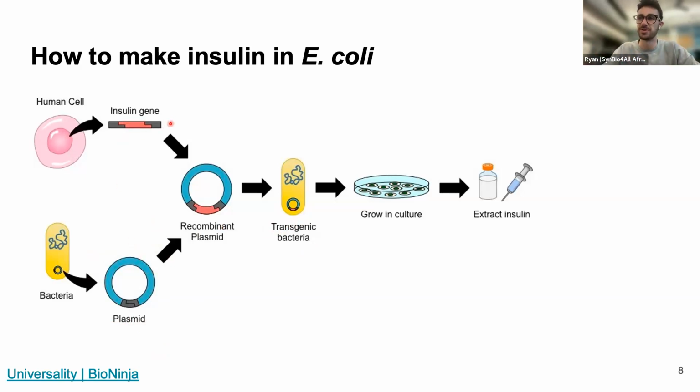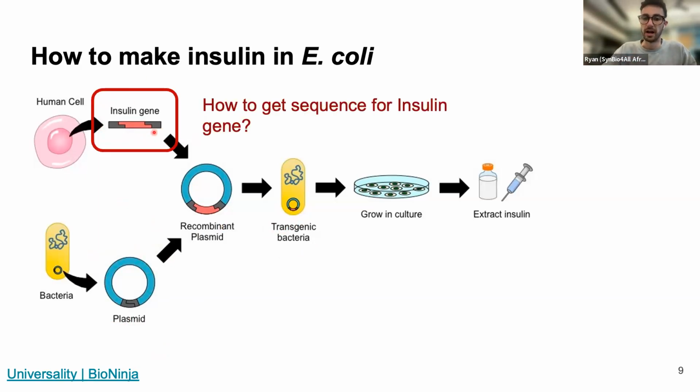And you also want to optimize your gene so that it will express well in your cell. So I'm going to start here by talking about how can we get the sequence for the insulin gene? How do you know what sequence you actually use for whatever your gene of interest is?